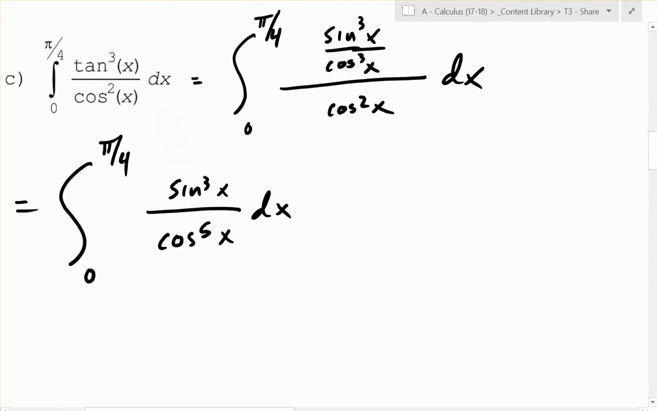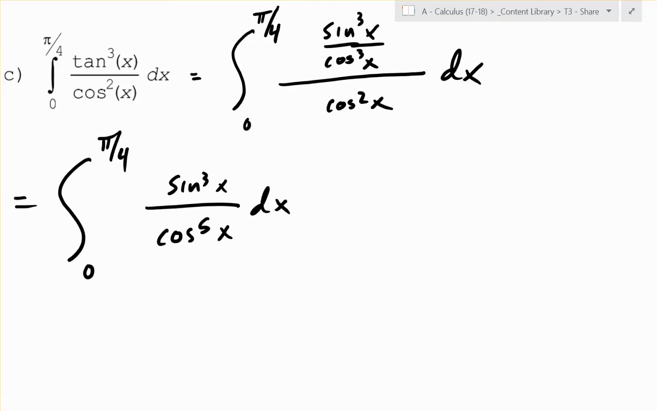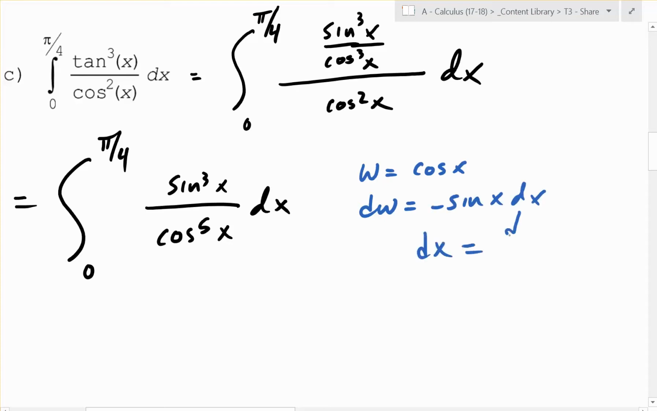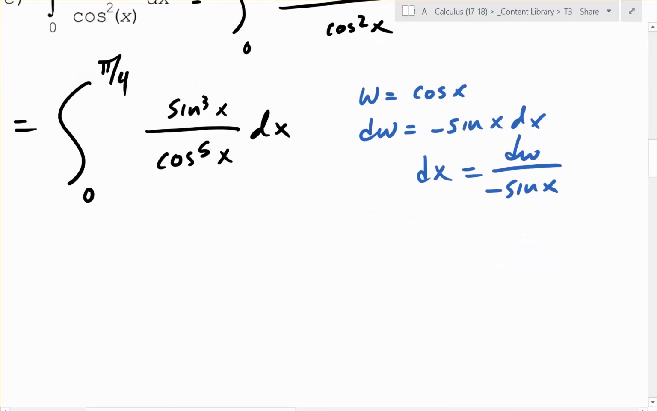Now let's do substitution. We got the tangent out of there. Let's let w equal cosine x. So dw is going to be negative sine of x dx. So dx is dw over negative sine of x. We're doing the same thing we did before. We pick a w, we do the derivative, and now we substitute.